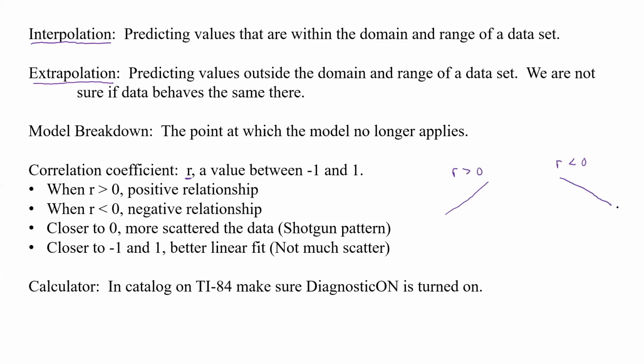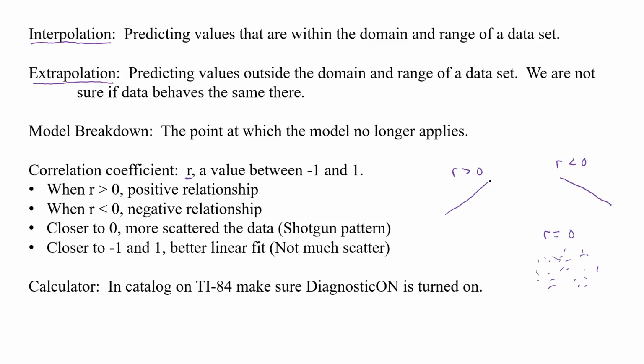Now, the closer to 0 our R value is, the more scattered the data. If R is equal to 0, then our data is all over the place and we really don't have anything. It's called a shotgun pattern most of the time in statistics. If we have something closer to -1 or +1, that's the better linear fit, and there's not much scatter.